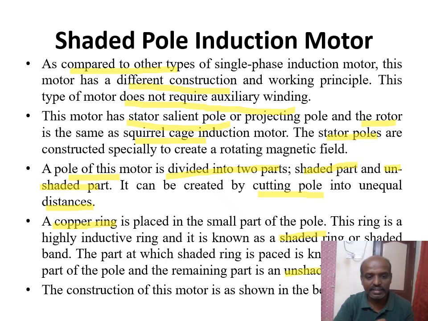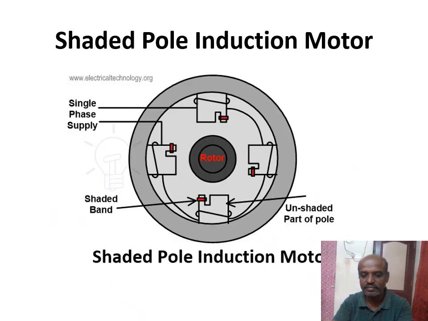This copper ring is of highly inductive nature. So this is a diagram of the shaded pole induction motor. As I told, this is the rotor side and this is the stator side.